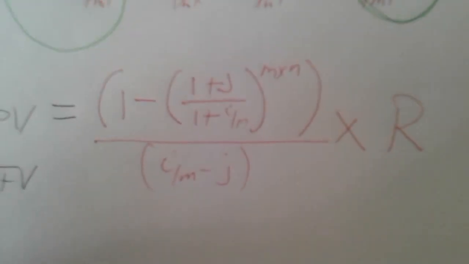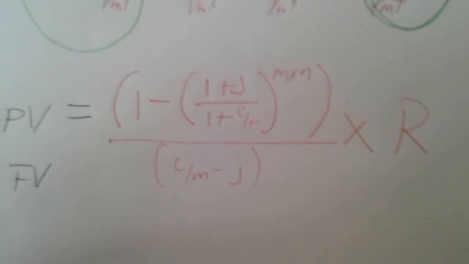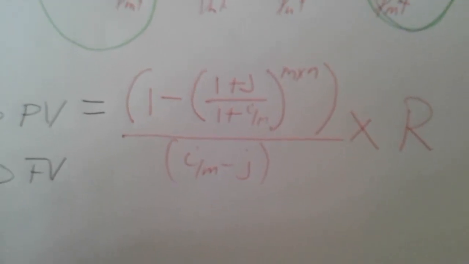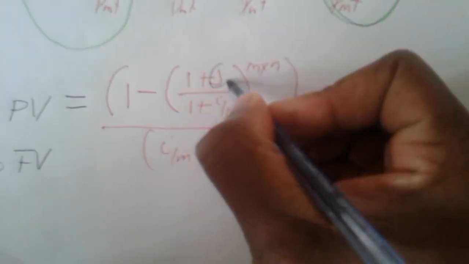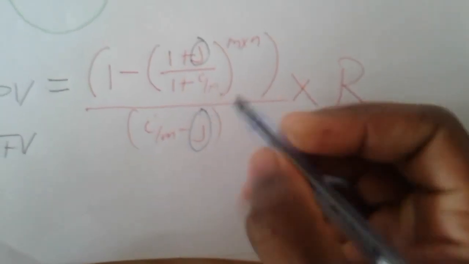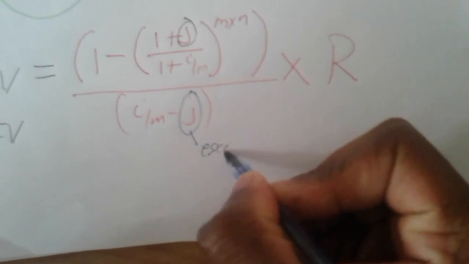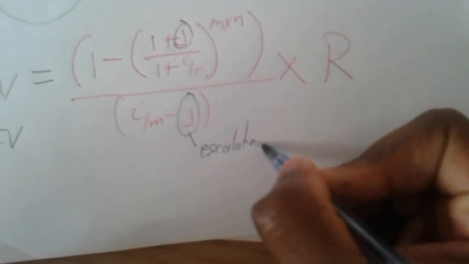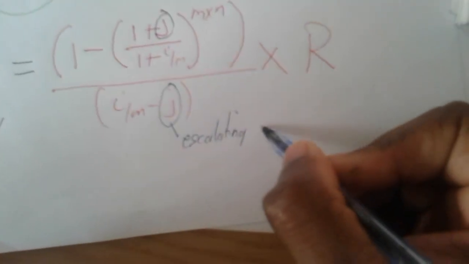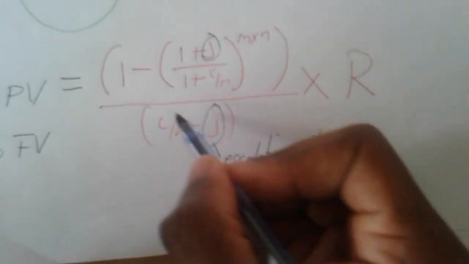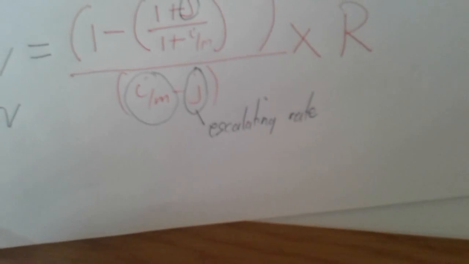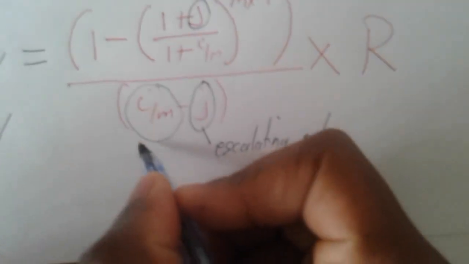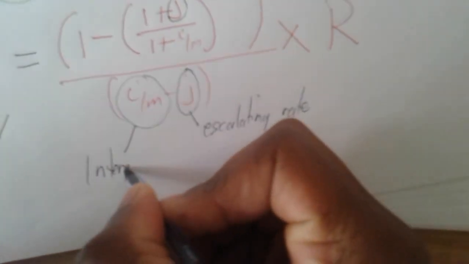So the formula will always be given in the test, but still people fail. So why? It's because they don't understand the formula. So quickly, let's look at these variables. What is J? This is the J there, the same as this one. So J is your escalating rate, or the escalation rate. What is your I over M? This one we know from general compound interest. So this is our interest rate.